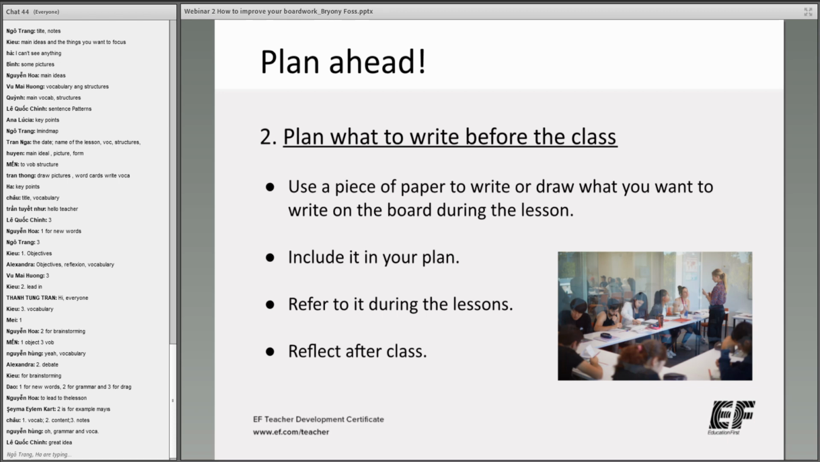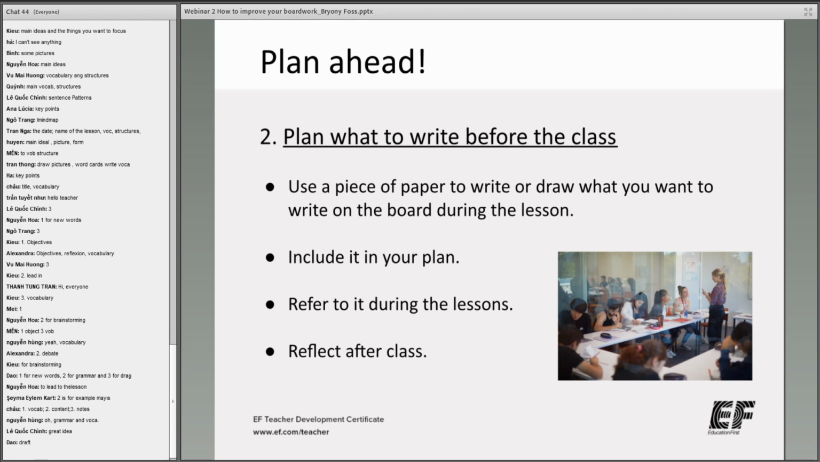This way you are prepared and don't have to make quick decisions during the lessons about where to write on your board. Make sure you include this piece of paper in your lesson plan so that you can refer to it during your lessons. This is a great way to know how much space you need for each time you write on the board. I'm sure that most teachers have had the experience of trying to write more onto the bottom of the board because they've realized that they've run out of space to add more.